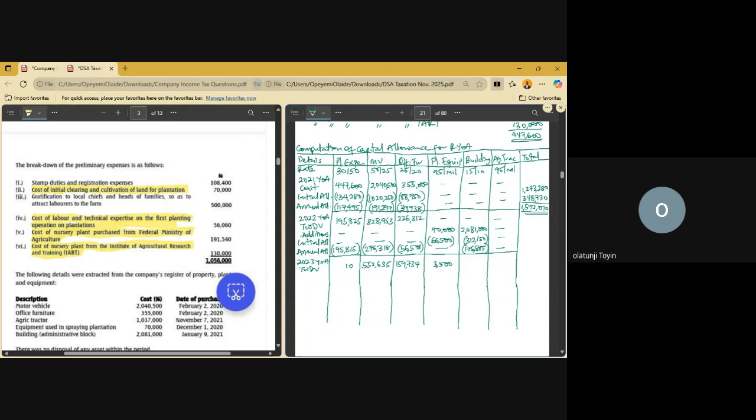1591, 165, 965. Okay. So please calculate the total initial and annual allowance.